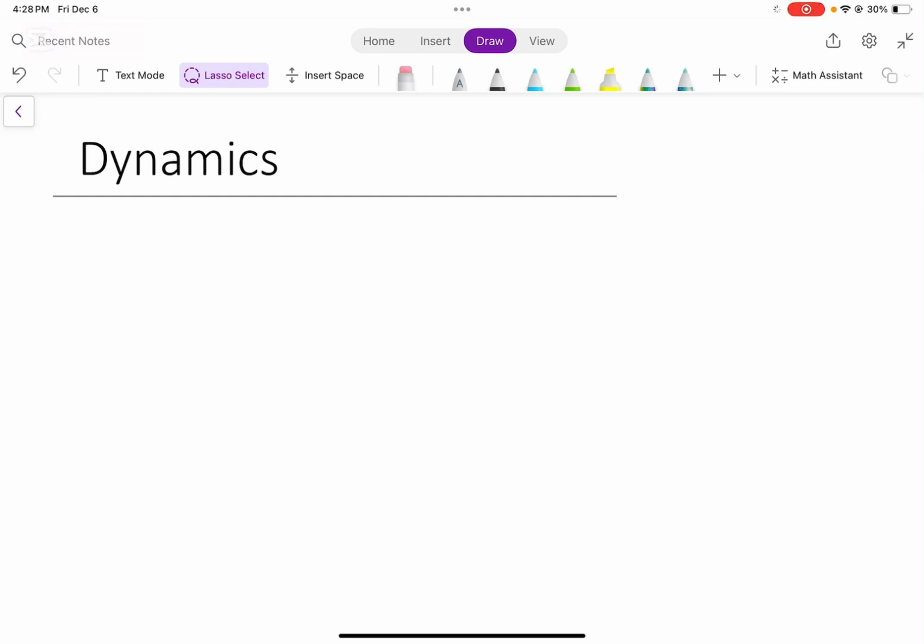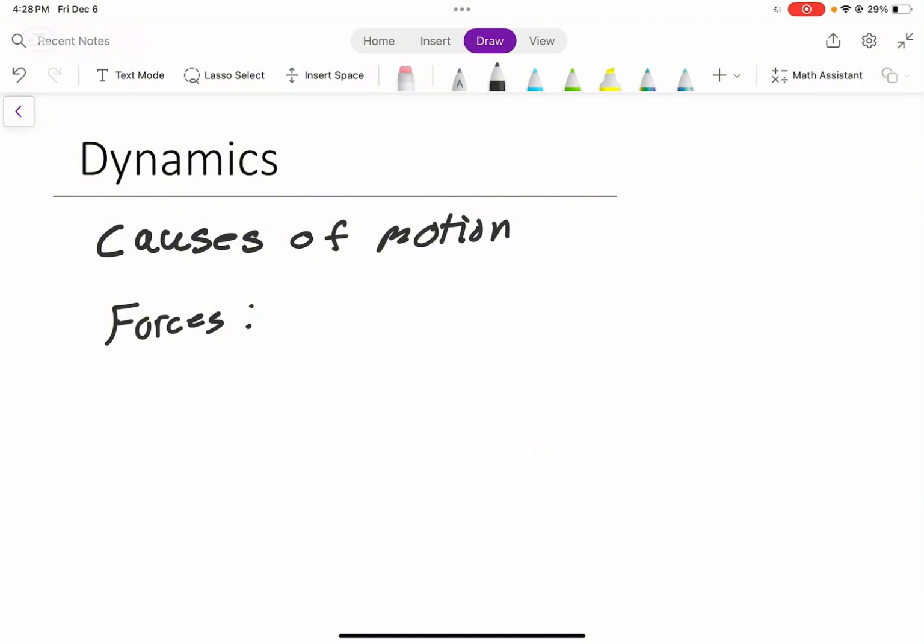In this video, we're going to be moving on to the next unit in this course, which is dynamics. So what is dynamics and how do we use it? Dynamics is basically the study of what causes motion. And what we're really going to be talking about is forces. Forces are anytime we push or pull on an object. Any push or pull is a force.